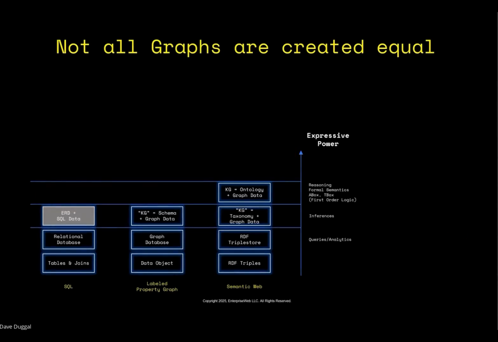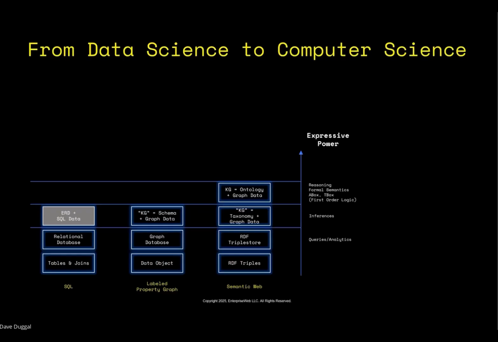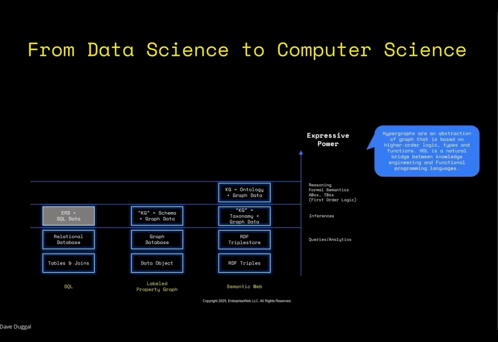And again, you'll get the decks and you'll be able to look at that on your own time. So now, how do we get to the next level? The next level is starting with high-level abstractions on your side of the fence, on the computer science and systems engineering side of the fence, not the data science side. To do that, we need to start using higher-order logic, types, and functions. And that gets us to something called a hypergraph.